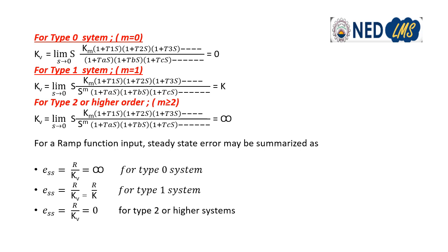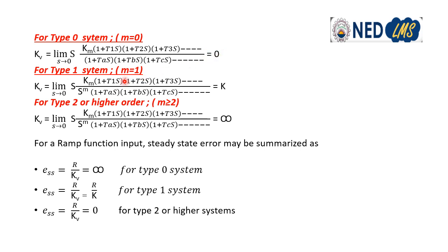Now we define the ramp error coefficients, first for type 0 system. For type 0 system, we have s raised to the power 0 in the denominator. S raised to the power 0 is 1. So actually we have s times G of s. When we apply the limit s tends to 0, this s will become 0. So the overall value of the ramp error coefficient will be 0.